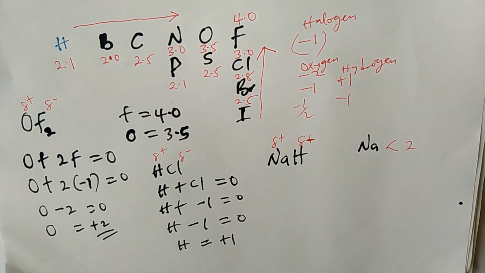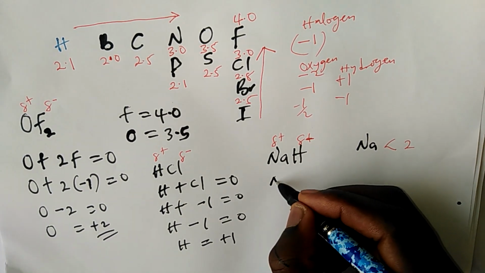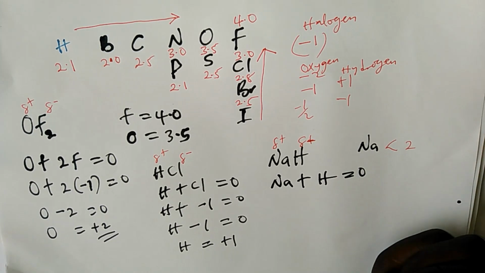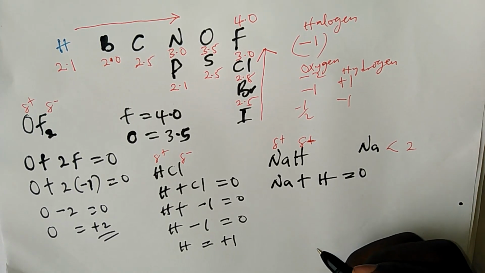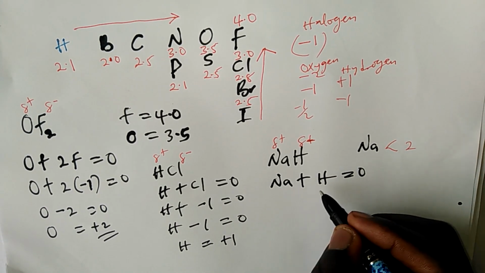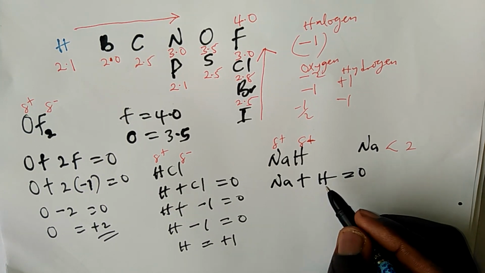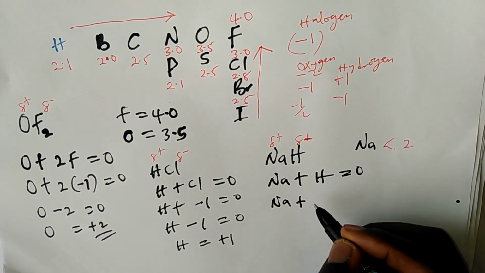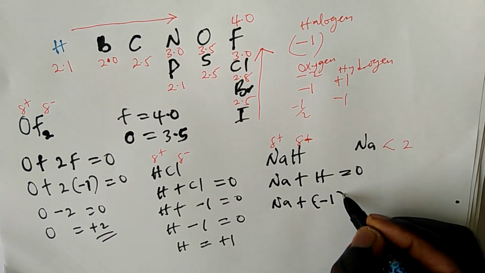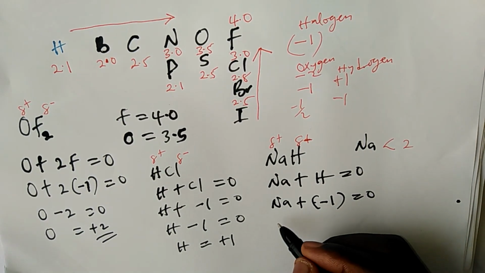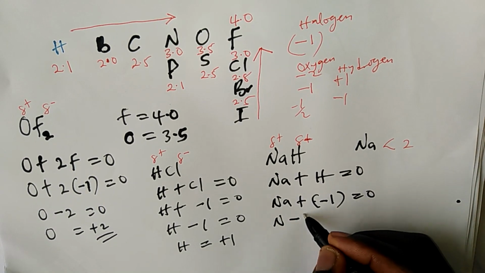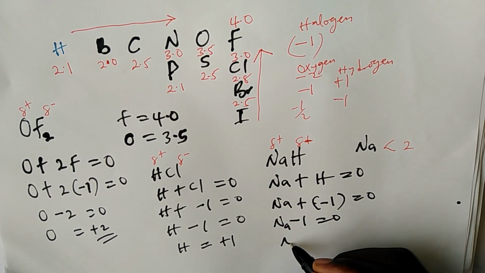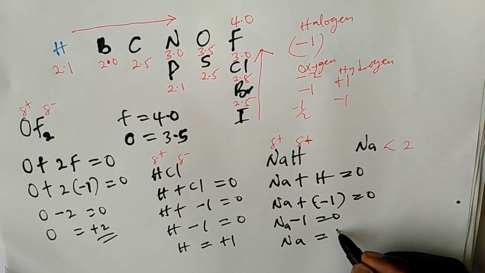Now, when you want to write it, you say sodium plus H is equal to 0. The overall charge is 0. Now we know that hydrogen, since it's carrying a partial negative charge, you say sodium plus -1 is equal to 0. Sodium minus 1 is equal to 0. Sodium is equal to plus 1.